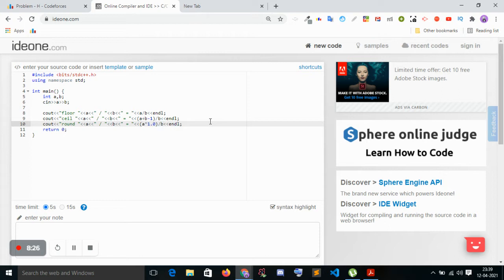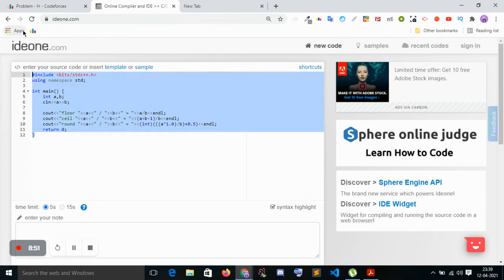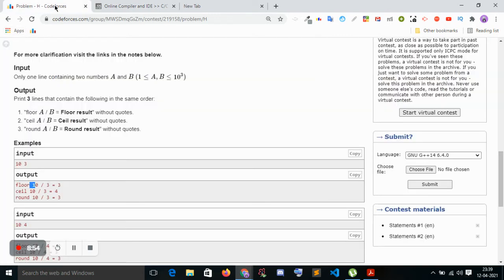Divided by B, and plus 0.5. Okay, and after that, when I do this, I have to typecast with integer to get the correct answer. So okay, this is a solution that we have to check. Let's try some input.